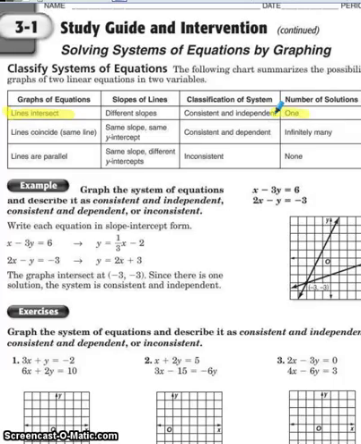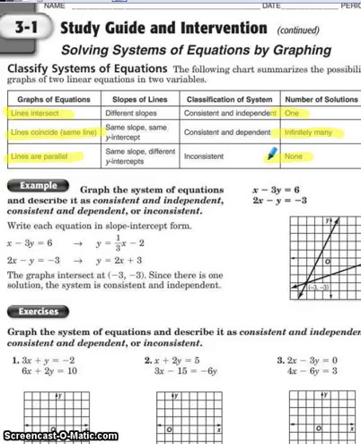If lines coincide, it means it's the same line. For instance, y equals 5x plus 8 and y equals 5x plus 8. They coincide, they overlap, so you're going to have infinitely many solutions. If the lines are parallel, meaning they have the same slope, they're going to have no solutions because the solution is the point where they cross. If they're parallel, they'll never cross.